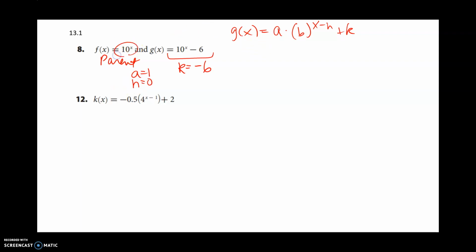So if I wanted to graph this using my calculator, I could. I'm going to graph both of these on my calculator, but k means we had a vertical downward shift of 6 units. So the only thing that's changed is the horizontal asymptote, instead of being at y equals 0, which is the parent, is now at y equals -6.